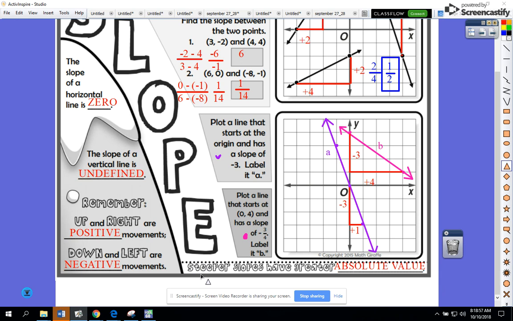And you always want to make sure that you know that the steeper slopes have greater absolute value. So the farther away that number is from zero, the steeper that line is.